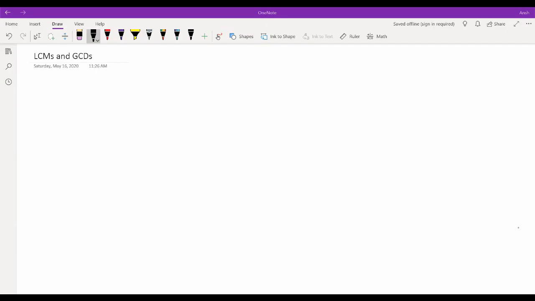So just as a review, the least common multiple of two numbers, or any amount of numbers actually, is the smallest number that is a multiple of all of those numbers. So the LCM of, let's say, 7 and 12 would be 7 times 12. So that would be 84.